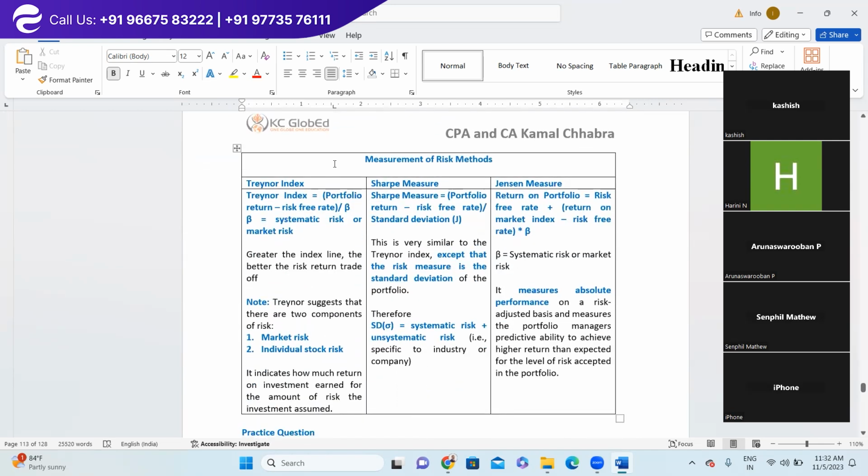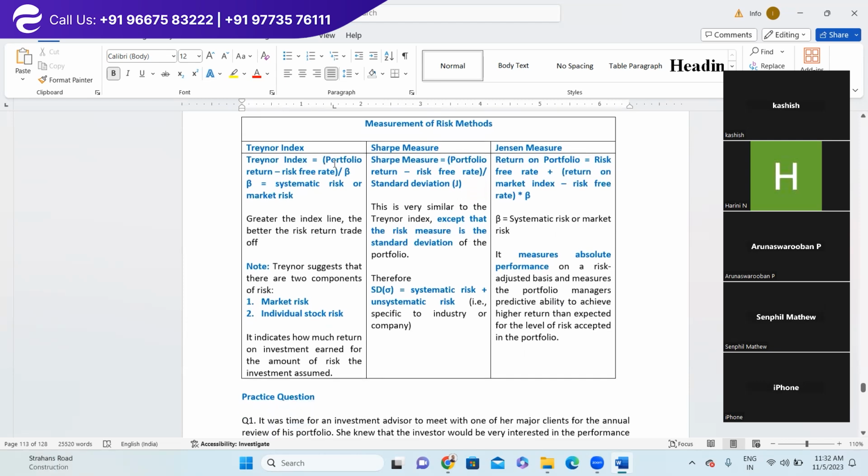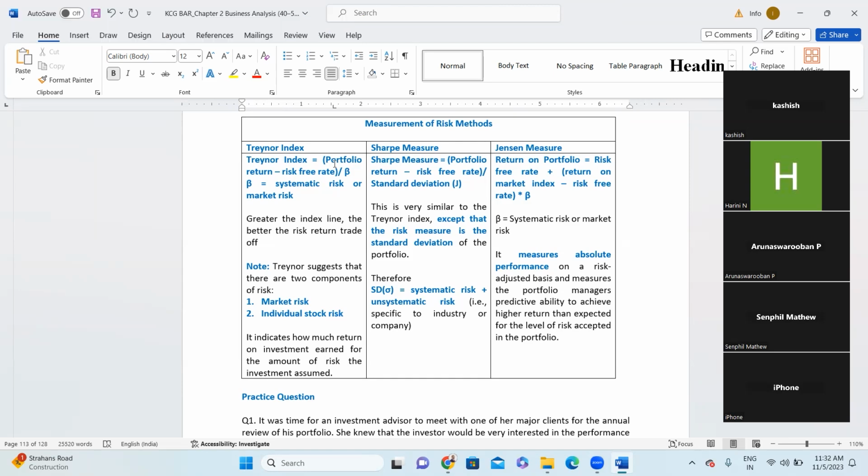Okay, next is measurement of risk methods. So there are three measurement methods or indexes. First is the Treynor index method, second is the Sharpe measure, and third one is the Jensen measure. Treynor index is portfolio return minus risk-free rate of return. What is the risk-free rate of return? That is a government bond rate of return, right? The normal rate of return which you get on a fixed deposit or any government bond, right?